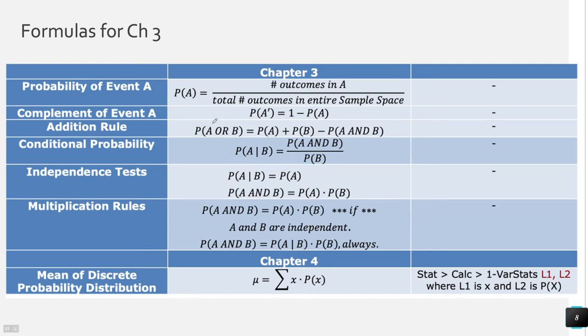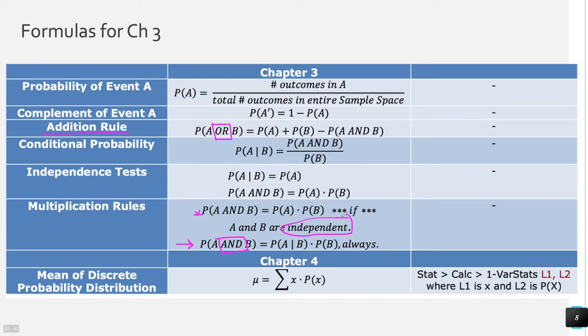Whenever you read the word or in a problem, especially if it's asking you to find the probability of this or that, then you want to use the addition rule, because that uses the word or. Whenever you see the word and, you want to use the multiplication rule. Specifically, this multiplication rule is always true. This first one comes with a huge caveat in that you're only allowed to use it if you know that A and B are independent.